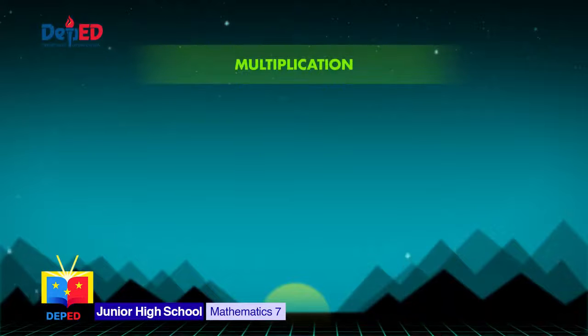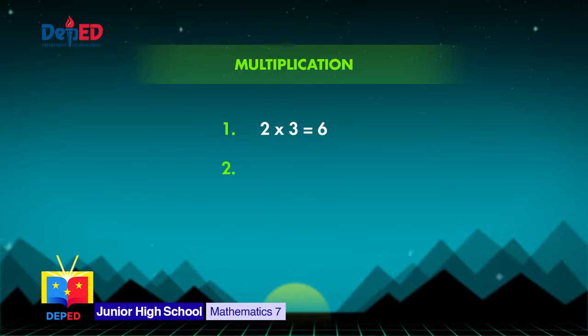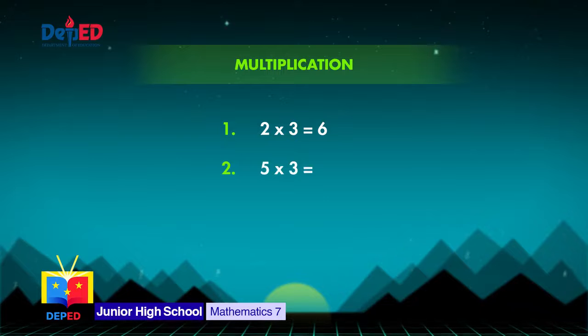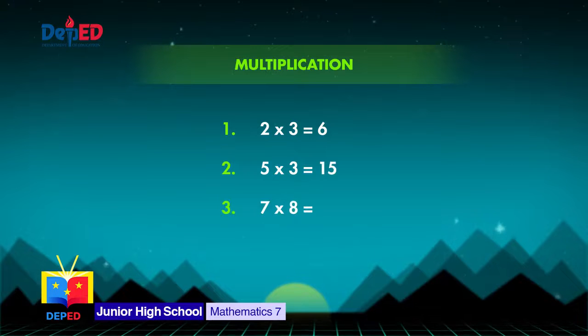This time, we will start with multiplication. Let's multiply the following numbers. 2 times 3 is 6. 5 times 3 is 15. 7 times 8 is 56. Wow! You did a great job!